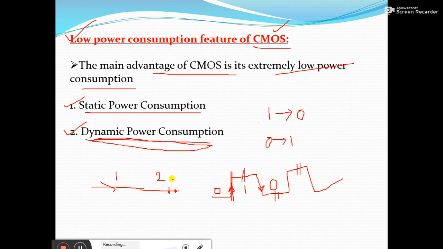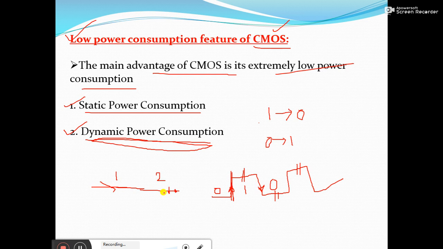But the thing is, since the current is flowing through both of them, power consumption should be high, V into I should be high. But this current is made to flow through these switches only for a short duration of time. Short duration means very small, let's say for a few nanoseconds or microseconds, for a very small interval of time, the current is allowed to flow, maximum current will flow here.